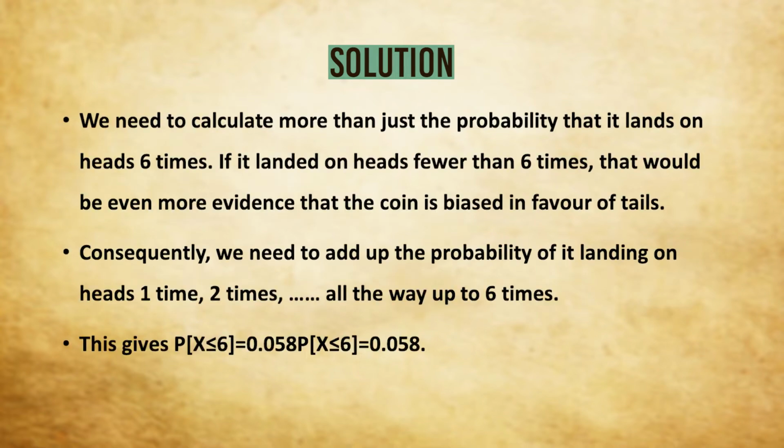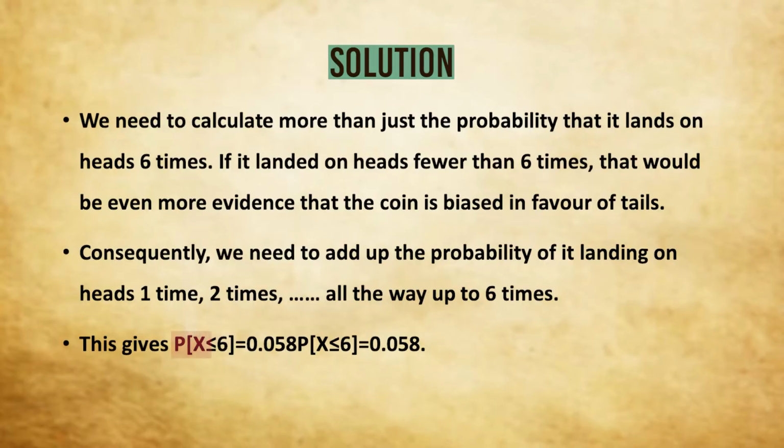So we have to calculate the probability that it lands on heads 6 times or fewer. If it landed on heads fewer than 6 times, that would be even more evident that the coin is biased in favor of tails. Consequently, we need to add up the probabilities of it landing on heads 1 time, 2 times, all the way up to 6 times. Now here, if x denotes the number of heads obtained, then x will follow a binomial distribution. Under H0, the coin is unbiased, so it will follow a binomial distribution with parameters 20 and half. So we can easily calculate the probability x less than or equal to 6.